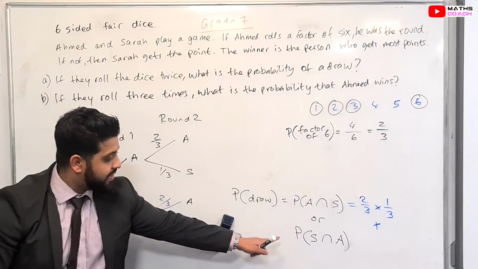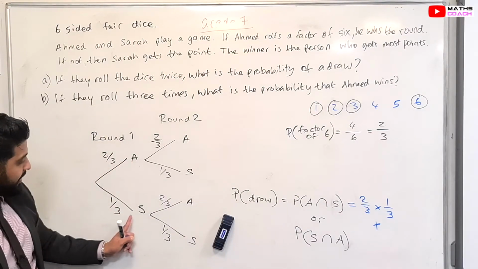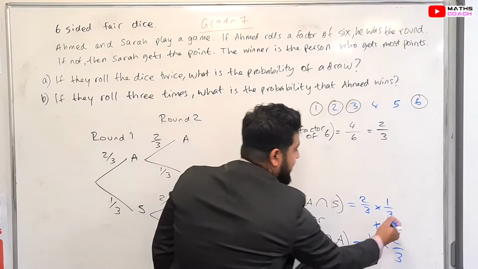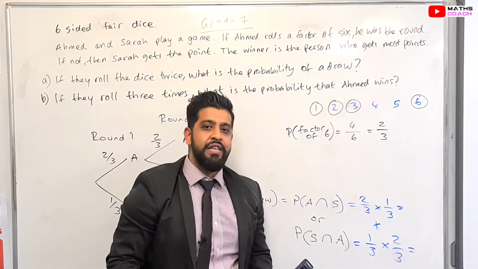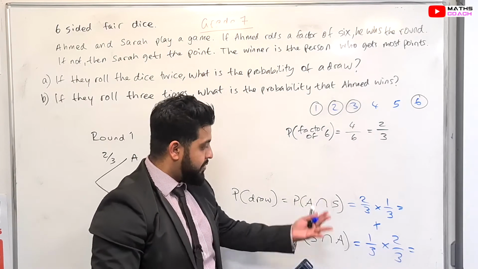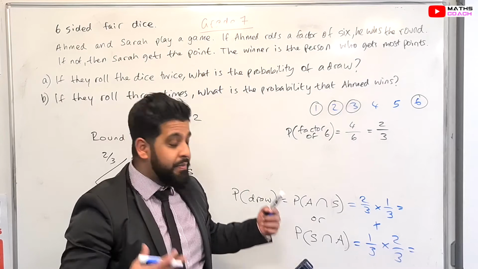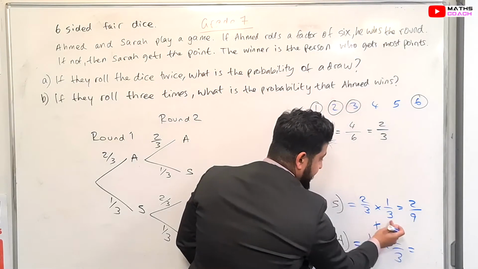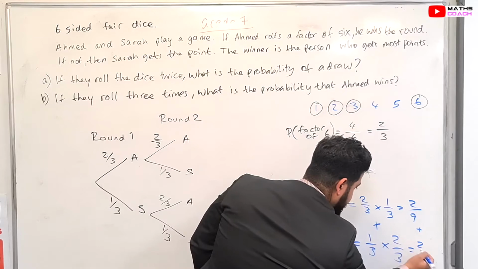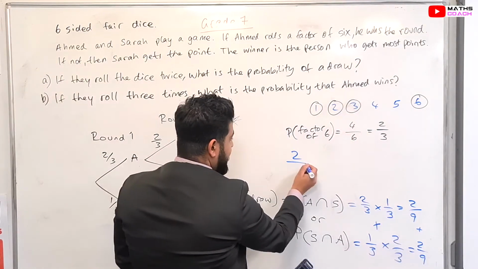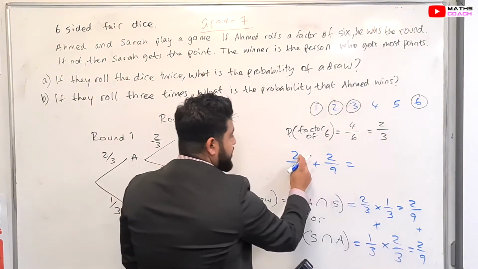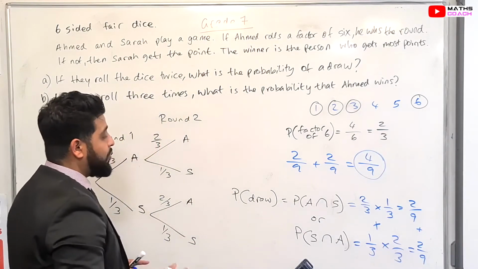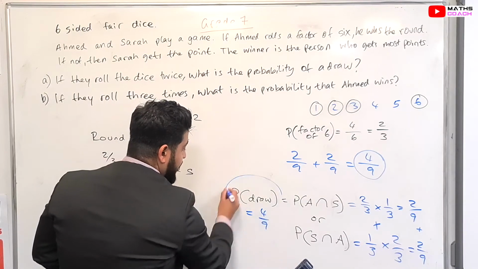Now, we want the probability of Sarah and Ahmed. Sarah here is 1 out of 3, times by Ahmed, which is 2 out of 3. Now we will calculate each of these values. Again, if it's a non-calculator paper, then you could do this in your head using mental arithmetic. And if it's a calculator paper, then knock this straight into your calculator and get your answers, okay? So 2 times 1, which is 2 over 9, 3 times 3, and then plus, here you get 2 over 9 once again. So 2 over 9 plus 2 over 9. The denominator is the same, so you can add the top along, and the answer is 4 out of 9. What have we found out? We found out the probability of them drawing is 4 out of 9.